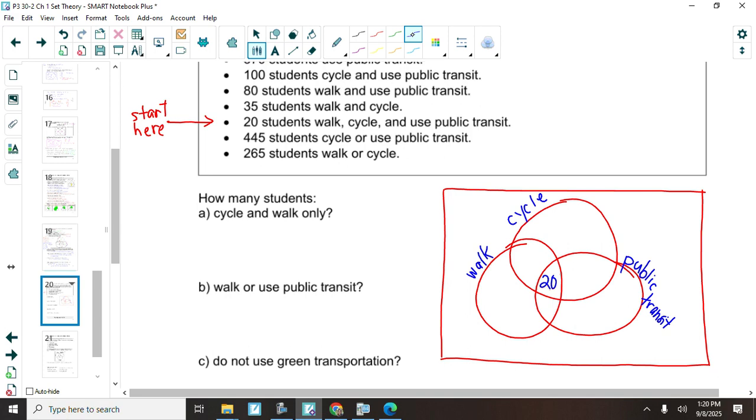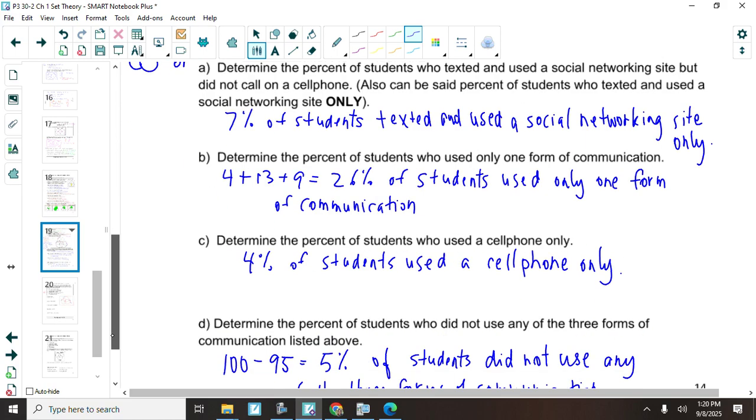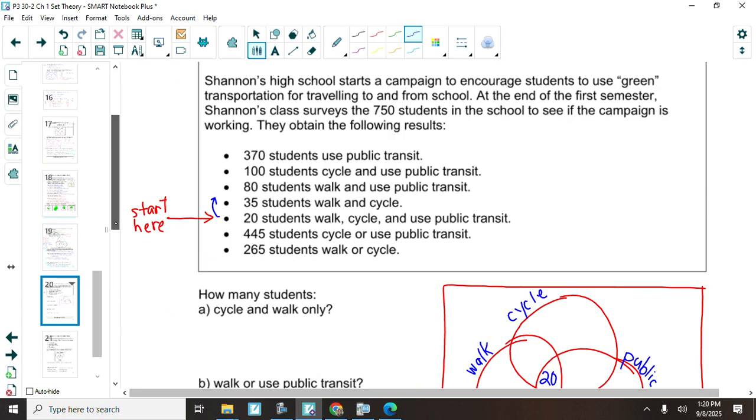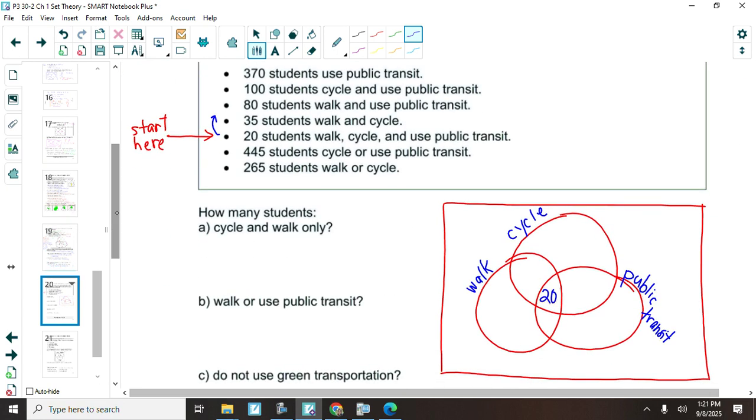Then I'm going to suggest that we go up, because remember, these ones have or. On the previous page, when I gave you the order for filling in a diagram, I said do the little triangle, do the alls first, then find your eyeballs, any ones that have ands, then do singles, and at the very end, that's when you do your snowman, your or. So for this one, we're going to work our way up.